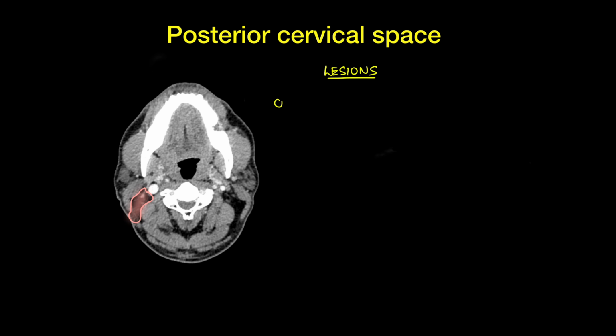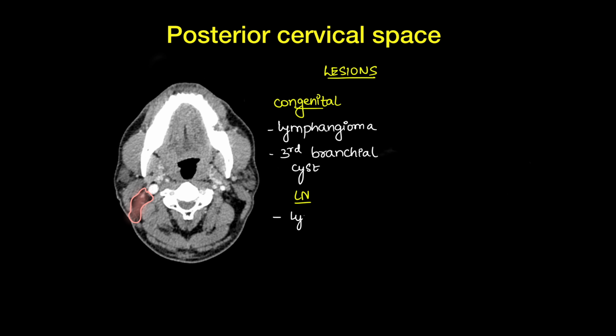What all lesions can occur in this space? Congenital lesions like lymphangiomas. Third, branchial cleft cyst. Because of lymph nodes we can have lymphomas and metastasis. These are like common for all spaces, these lesions. And then because of fat we can have lipoma, etc.